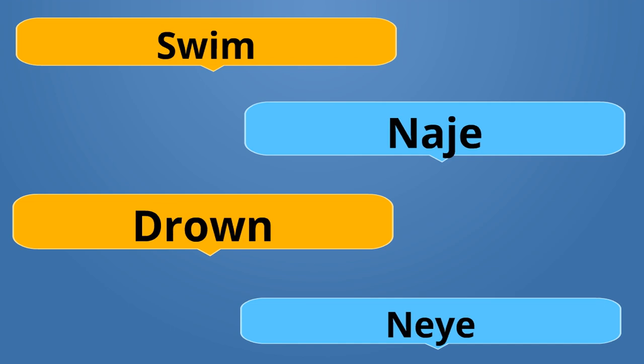The next two opposites are swim and drown, okay? To swim is nager in Creole, nager. Drown is nayer, okay? Nager and nayer.